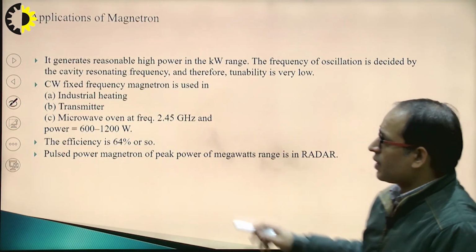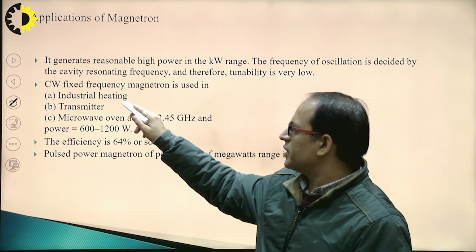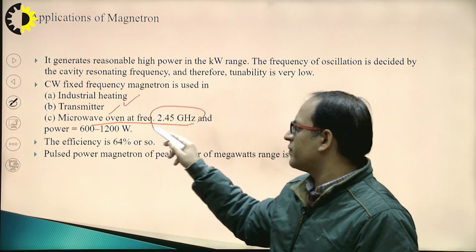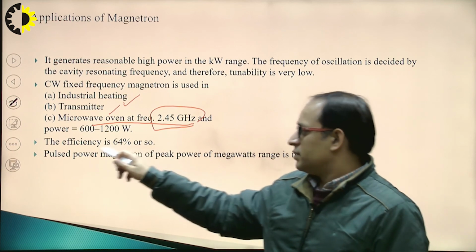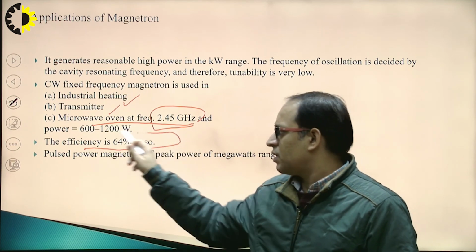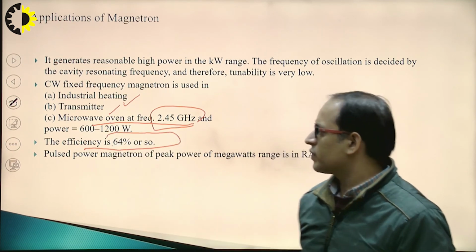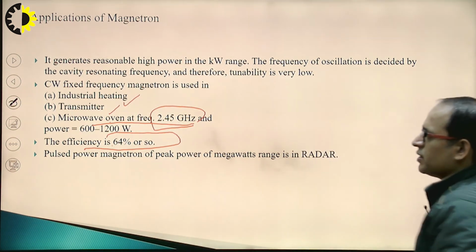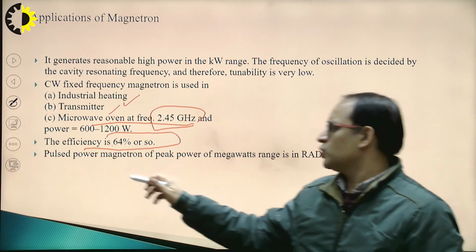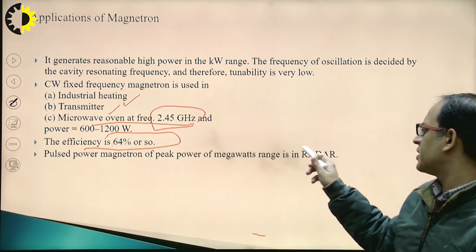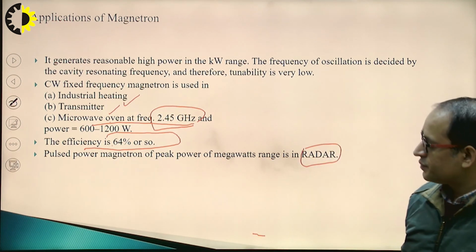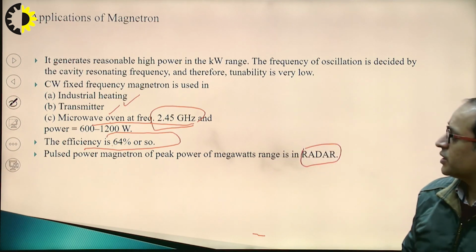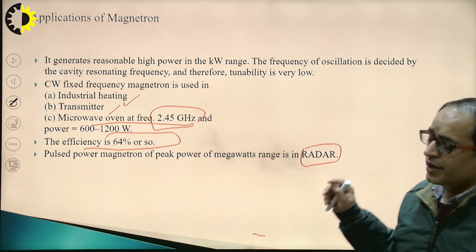Applications: this magnetron can be used in industrial heating, transmitters, and microwave ovens at a frequency of 2.45 gigahertz. The efficiency of this microwave oven can reach 64%, and this magnetron can also be used in radar. Clear? For providing microwave power in space to detect an intruder.